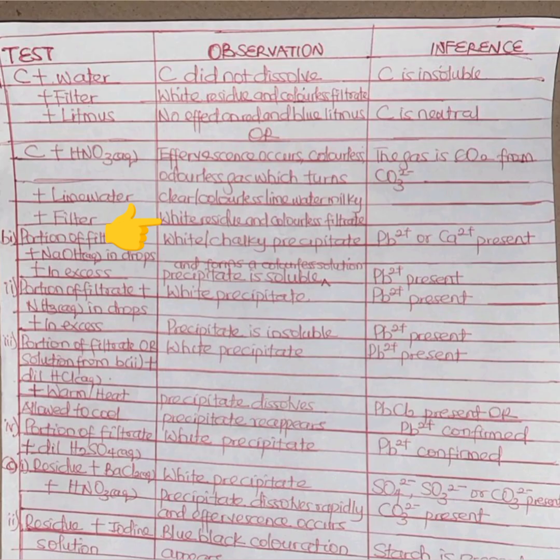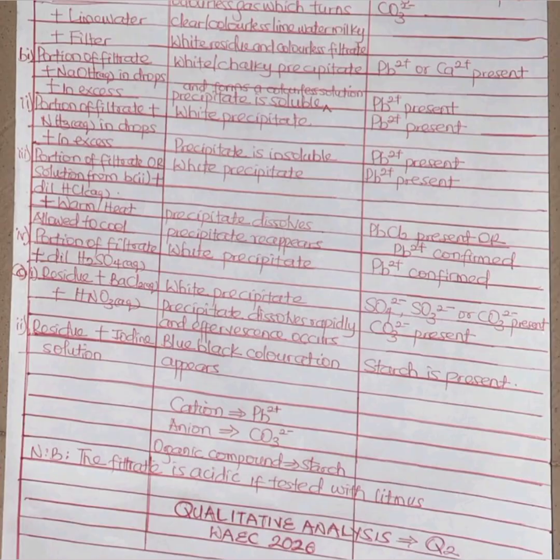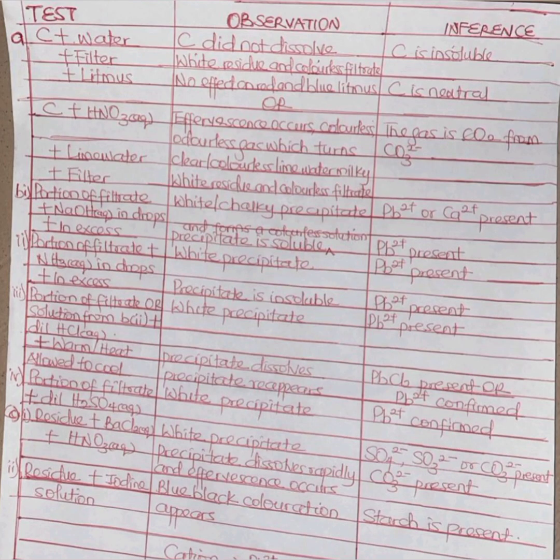You see the filtrate is acidic if it is tested with litmus paper. That is, it will turn blue litmus paper to red. Now let's go to the other test. Before we do the other test, they will ask you to kindly divide the filtrate into different portions. It could be 3 portions, it could be 4 portions, depending on how many tests they want to do.